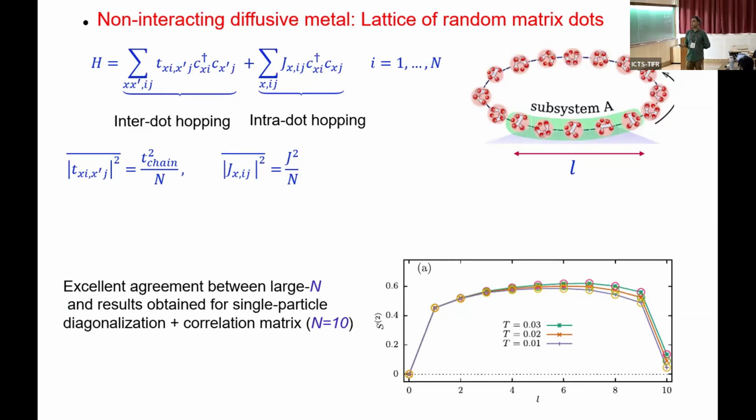Again we do some benchmark, meaning we take essentially some non-interacting quantum dots with 10 sites, put them on a lattice, and use these two methods, the large N method and direct diagonalization. You can see that they agree perfectly well, the large N results and the fixed disorder results with disorder average. So everything at large N seems to work very well, even for N equal to 10.